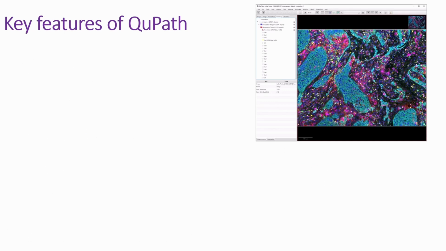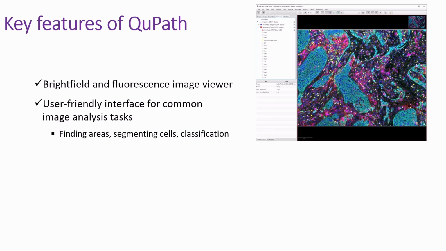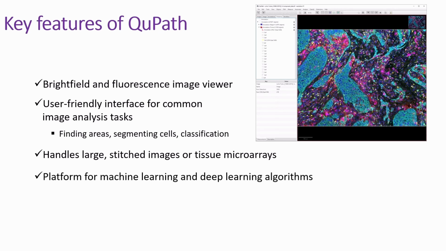So in summary, why would you want to use QuPath? It's a bright field and fluorescence image viewer. It's a very user-friendly interface for a lot of common image analysis tasks: finding areas, segmenting cells, doing classification. Honestly, I find myself using it for a lot of small projects, even projects around small images, ones that don't need a pyramid format. QuPath is just so much easier than everything else that it's my go-to program for everything. But it can handle large stitched images or tissue microarrays or blood smears.